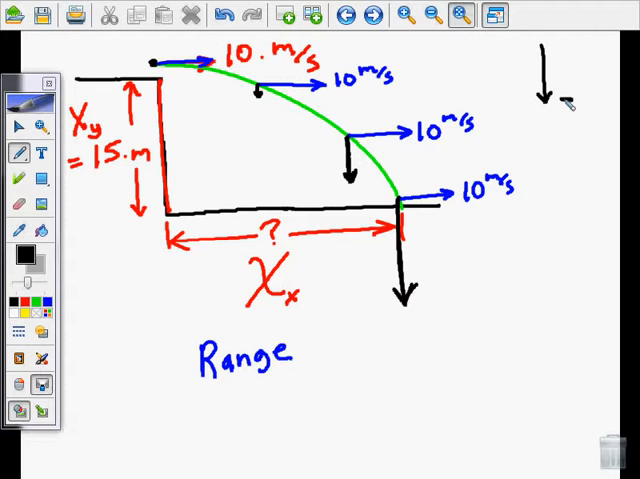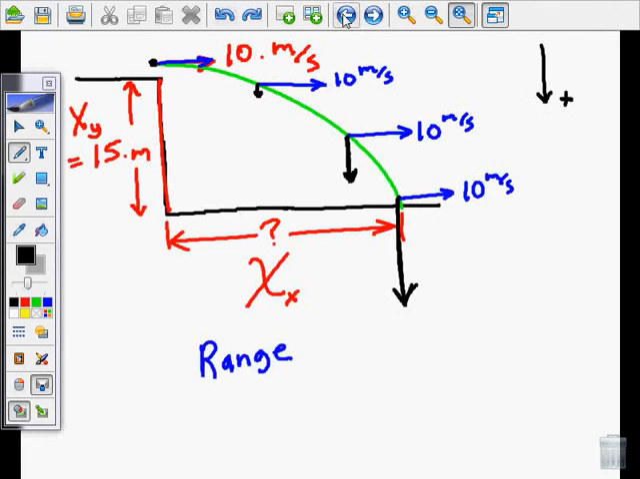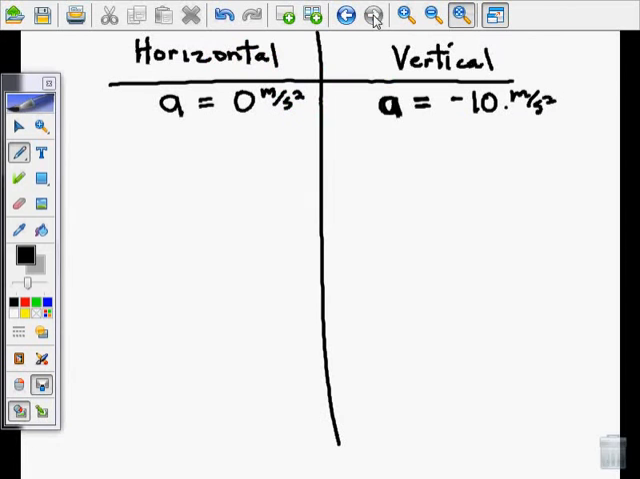Now, you don't have to choose down as your negative direction. If you wanted to, you could say, hey, I'm going to let down be the positive direction. And then over here, this would be positive 10, because it would be going faster and faster and faster in the positive direction. I'm going to stick with the negative orientation, with down being negative, because that's more in line with what we're going to be using in the future. So might as well start practicing that way.